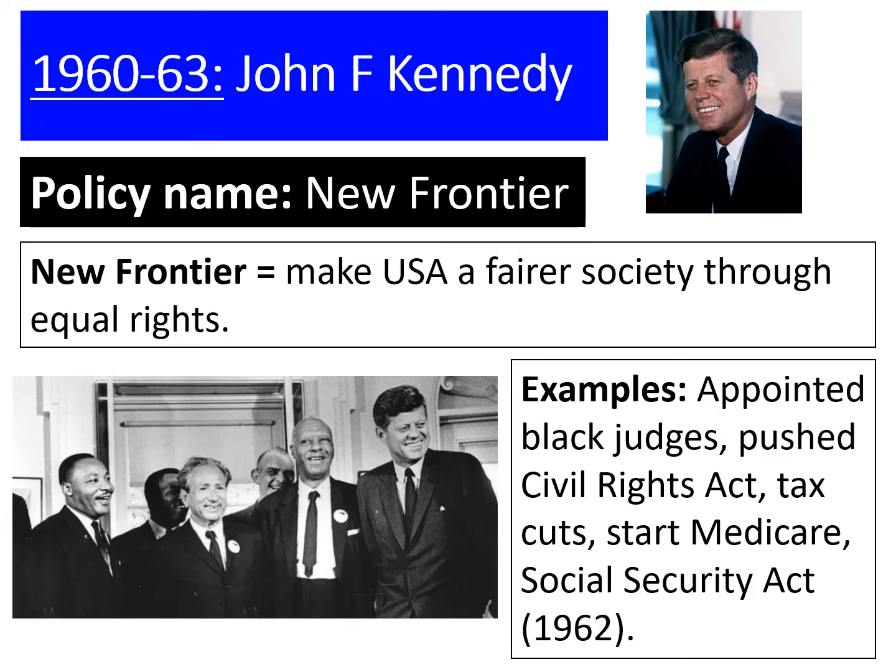Each child whose father was unemployed would receive a little bit of money to help them with that, and if you were retired or unemployed, you would receive a bit of money to help you there. So that's an example of JFK's New Frontier.